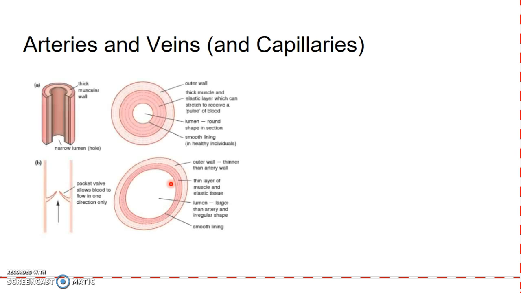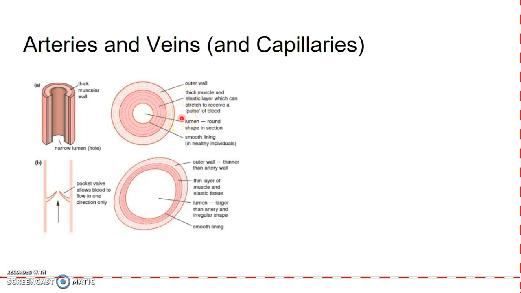If you look at arteries, first off, notice this outer wall right here. It's thick and muscular because it needs to be able to contract, and as Sam used the little kid language, they need to pump the blood in order to get places in the body. So it has a thick muscular layer, and then a thick elastic layer inside of that, and then the lumen, which is the hollow area inside, is a lot thinner than it would be in a vein, and there's more of a smooth lining in a healthy individual on the inside of the lumen.